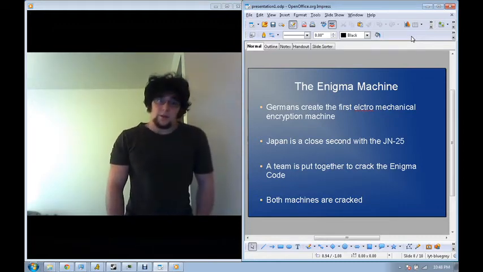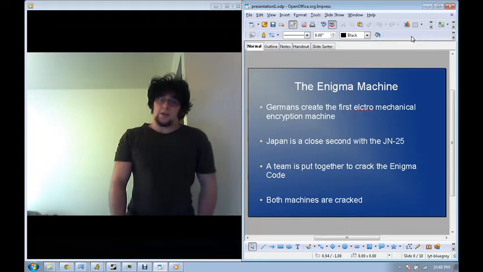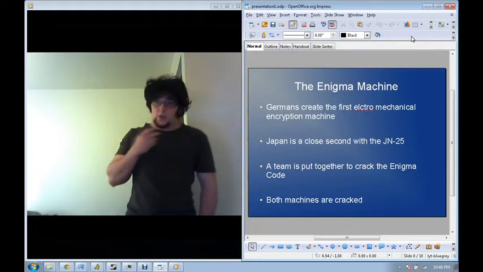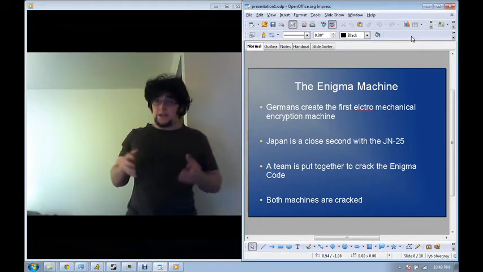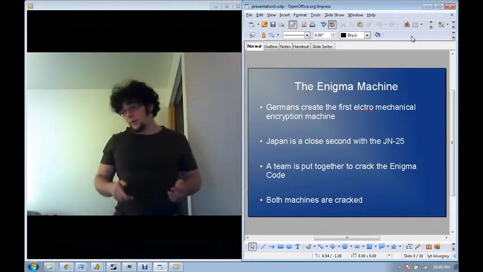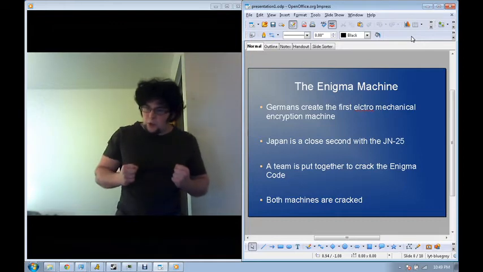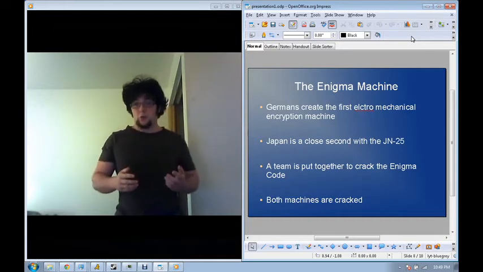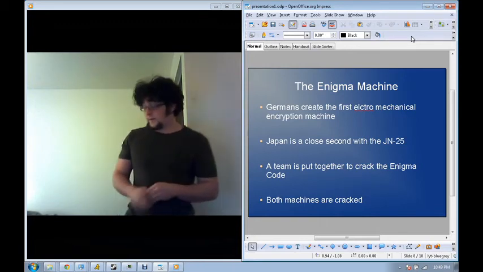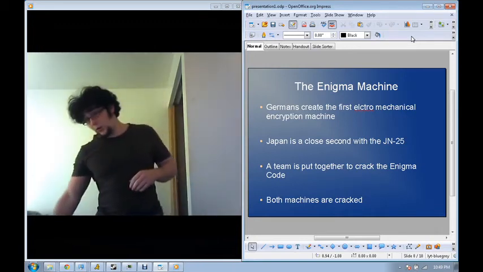Japan also had a similar machine, the JN25. So this was such a huge deal, this Enigma machine, that they put together a team of chess masters, mathematicians, engineers, including Alan Turing, the father of computer science, dedicated to the sole purpose of cracking this Enigma code. Luckily, they were successful, and the Germans didn't win the war.